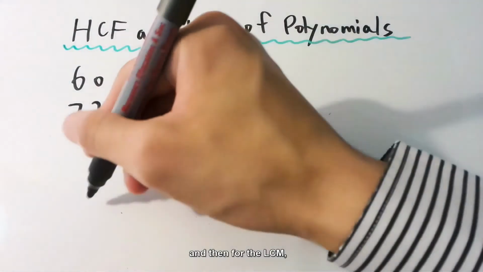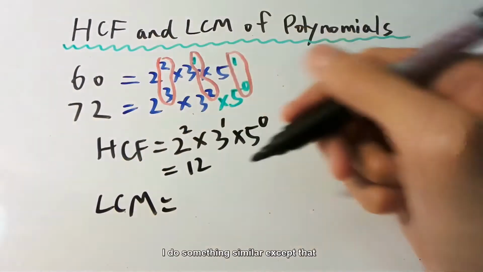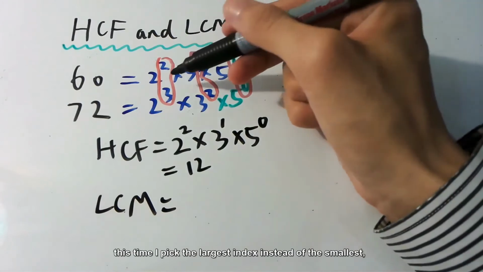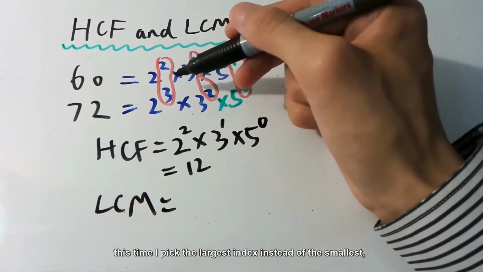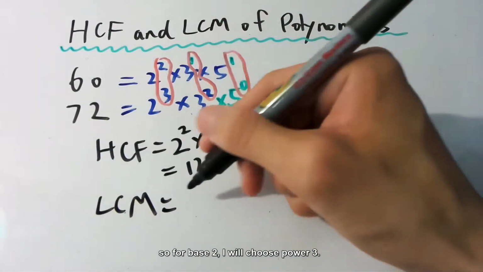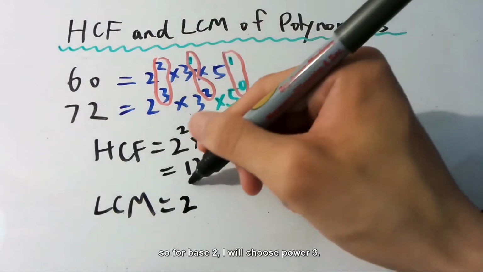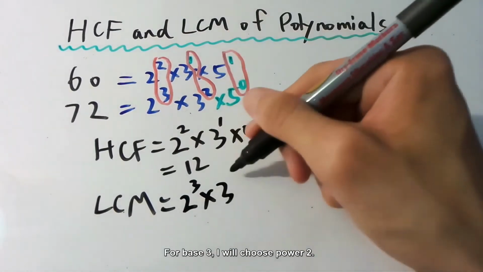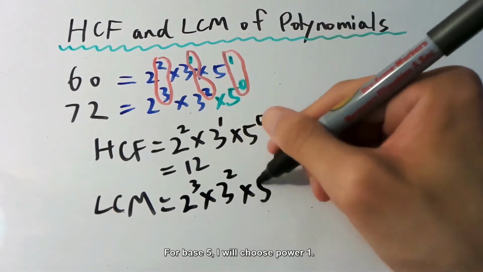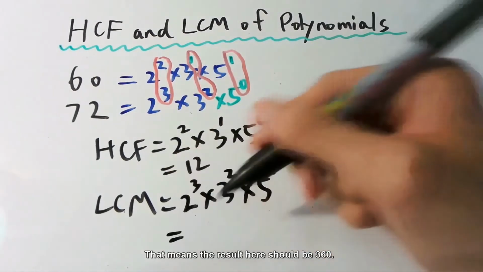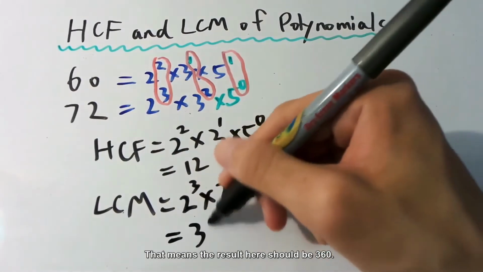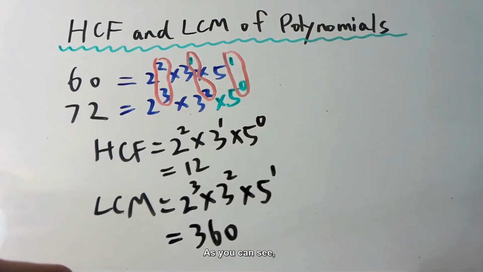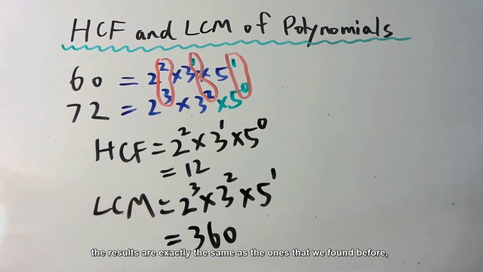And then for the LCM, I do something similar, except that this time I pick the largest index instead of the smallest. So for base 2, I will choose power 3. For base 3, I will choose power 2. For base 5, I will choose power 1. So that means the result here should be 360. So as you can see, the results are exactly the same as the ones that we found before.